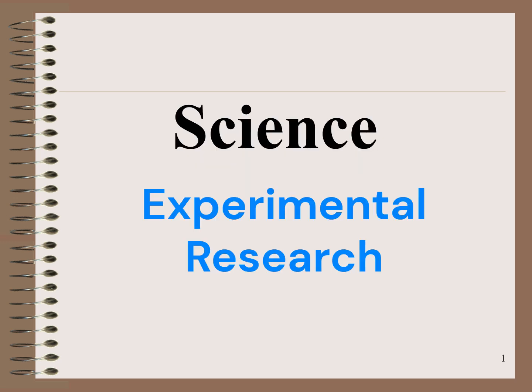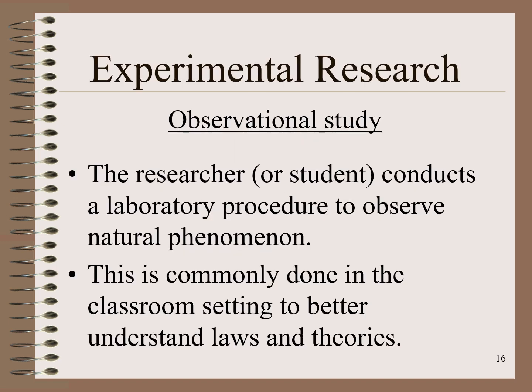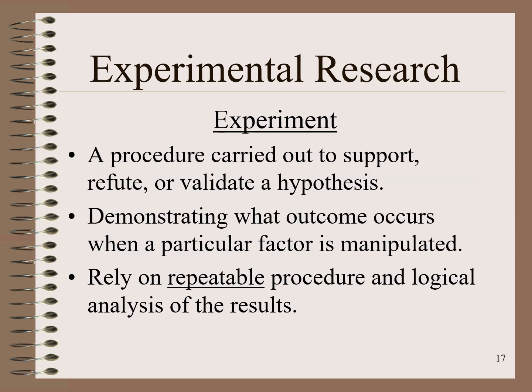As we continue our discussion on experimental research, we will now look at the observational part of the process. In an observational study, a researcher or student will conduct a laboratory procedure to observe natural phenomena. This is commonly done in the classroom or laboratory setting to better understand laws and theories. Unlike an observational study, an experimental procedure is carried out to support, refute, or validate a hypothesis. They do this by demonstrating what outcome occurs when a particular factor is manipulated.